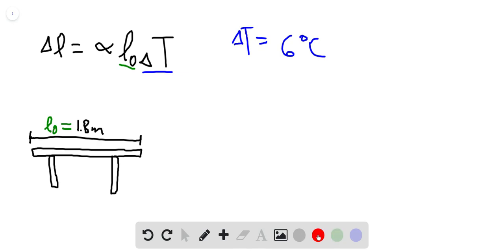In the problem, we have alpha. It is given for Invar, and it is 0.2 times 10 to the minus 6 Celsius minus 1. Those are the units of alpha.